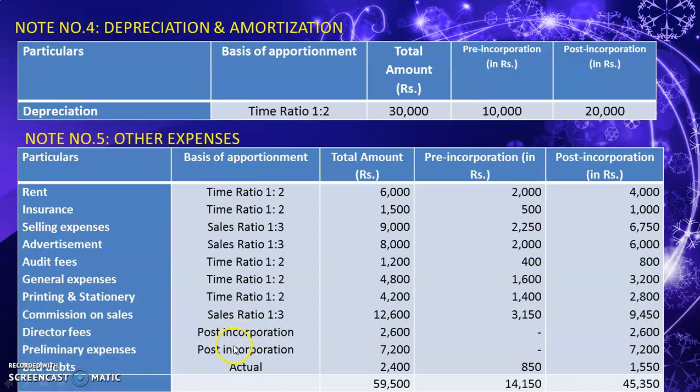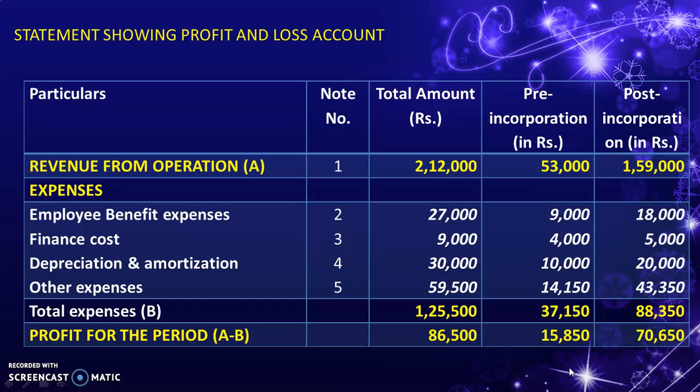Director fee and preliminary expenses are post-incorporation expenditure. Bad debts, the actual amount, that is 850, is pre-incorporation, because it is given in the question. Otherwise, bad debts is to be apportioned using sales ratio. And all these totals are to be placed in the statement. By placing all these totals and deducting expenditure from the income, we will get 15,850 as the profit related to pre-incorporation period. 70,650 is the profit related to post-incorporation period.